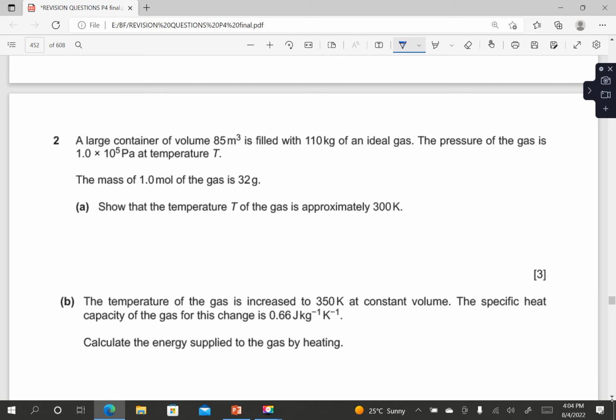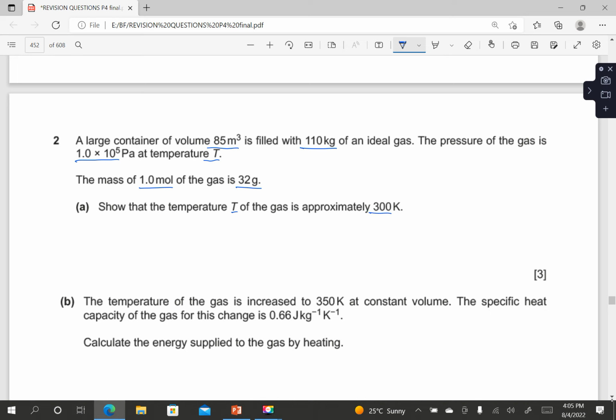A large container of volume 85 meters cubed is filled with 110 kilograms of an ideal gas. The pressure of the gas is 1.0 times 10 power 5 pascals at temperature T. The mass of 1 mole of the gas is 32 grams. That means the number of particles is equal to Avogadro's number. Show that the temperature T of the gas is approximately 300 Kelvin. I think that is very easy.